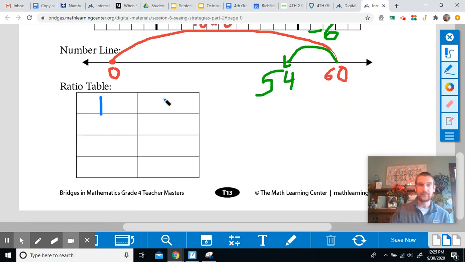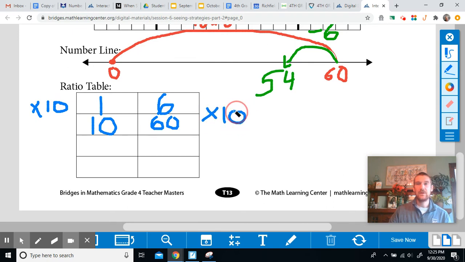Okay. Let's see what it looks like down in a ratio table. All right. So we're counting by 6s. So we're going to jump up to 10 6s, which is 60. Okay. So we did times 10 on our ratio table. Okay. Now let's take away 1. Okay. Take away 1. So this is 9 6s.